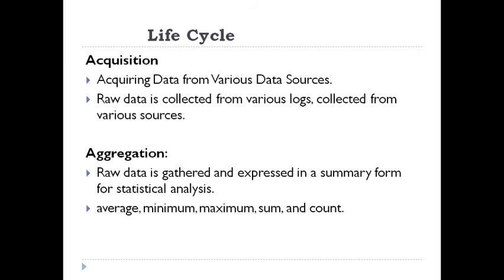So the first stage, acquiring, where we are acquiring data from various data sources. Raw data is collected from various logs, collected from various sources. Second stage is aggregation. Raw data is gathered and expressed in a summary form for statistical analysis. So you are gathering data and expressing it under different categories. Statistical analysis, in a way, you are finding different parameters, like average of your data, minimum, maximum. You're gaining information about the extent of your data, what you have, how scattered it is, what is the depth of data. All of those things are learned in the second stage.